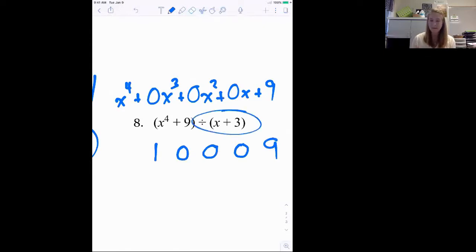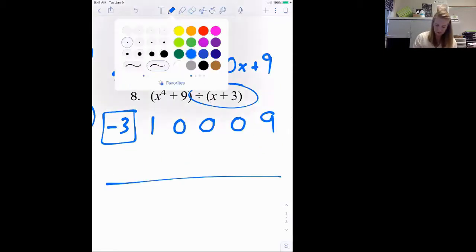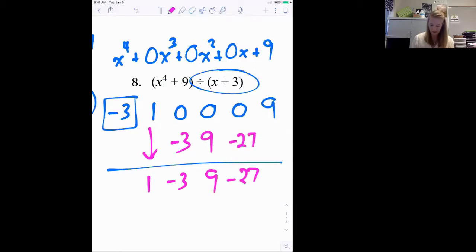Solve this thing, set it equal to 0. I get a negative 3 in my box. Let's go ahead and do our synthetic division. Bring down, multiply, add, multiply, add, multiply, add, multiply. I don't even know what 27 times 3 is. I'm going to use my calculator.